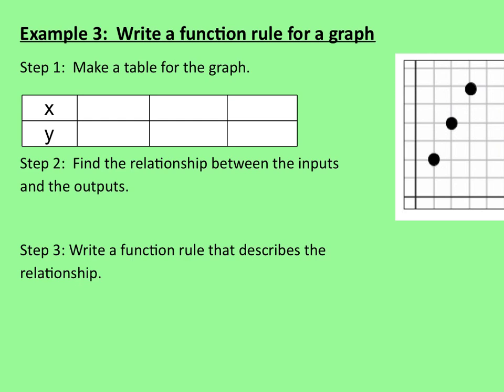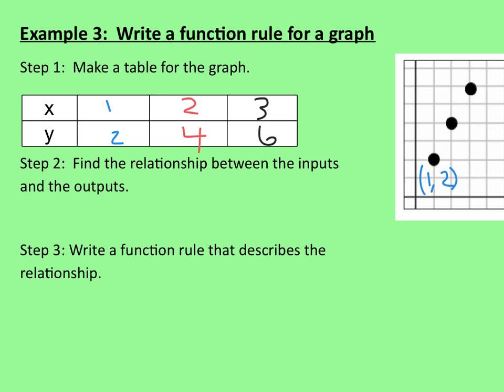So the first ordered pair is at 1, 2. So in the x row we put 1, in the y row we put 2. And then the next one is 2, 4. And the next one is 3, 6. And what we want to do is we want to find the relationship between the inputs and the outputs, and what can be helpful is to sometimes use words before we write the function rule.